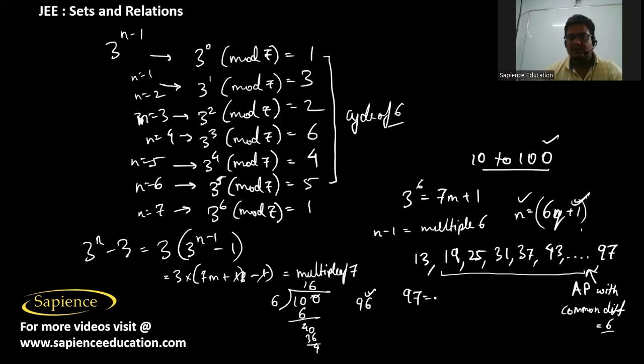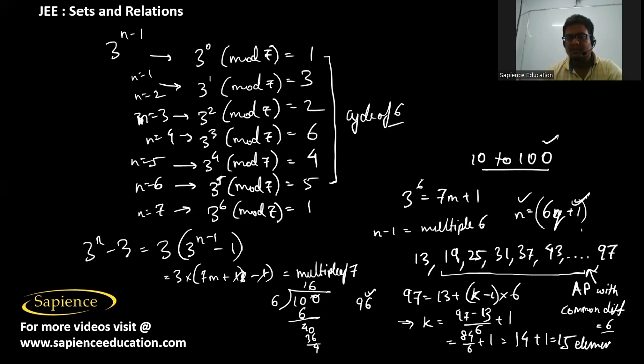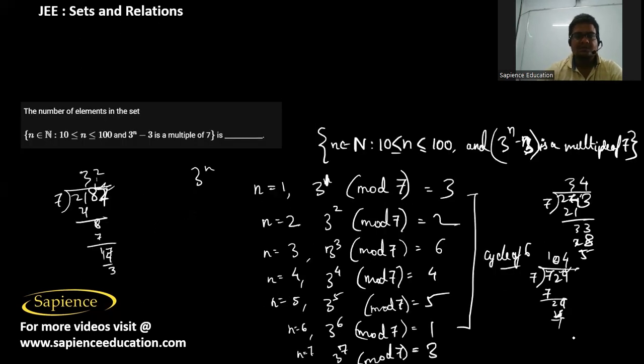So 97 is equal to a plus (k minus 1) into d, where d is 6. So k will be equal to (97 minus 13) by 6, plus 1. That is 84 by 6 plus 1, which is 14 plus 1, that is 15 elements. So there are 15 elements in the set. So the answer will be 15.